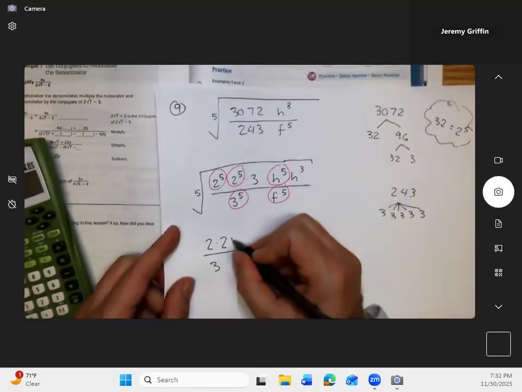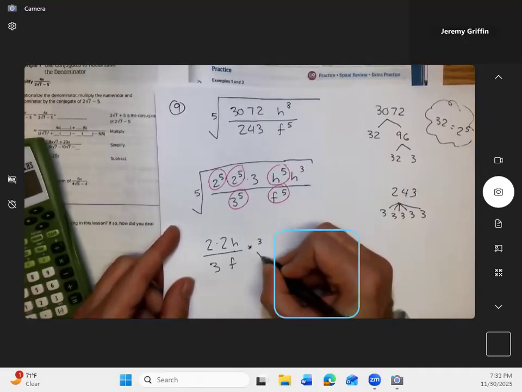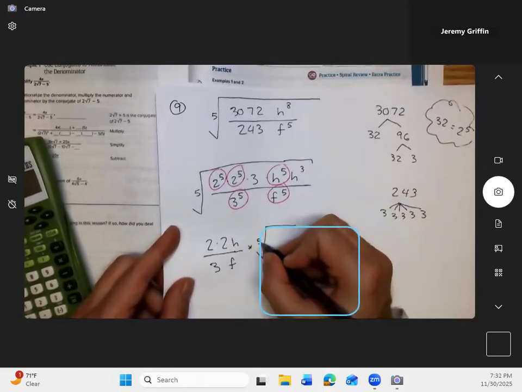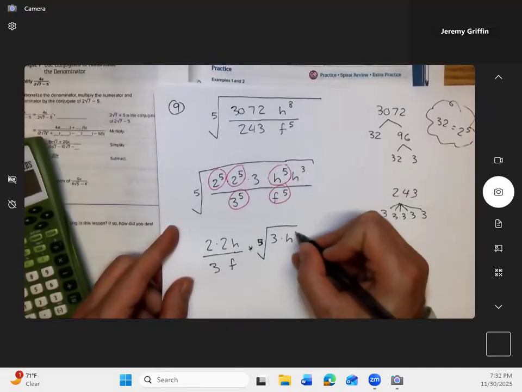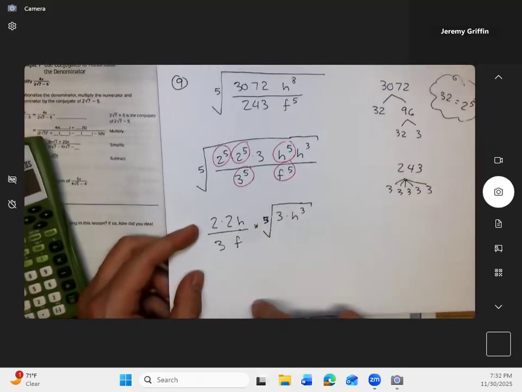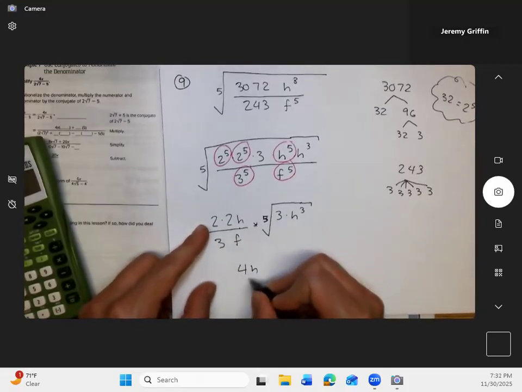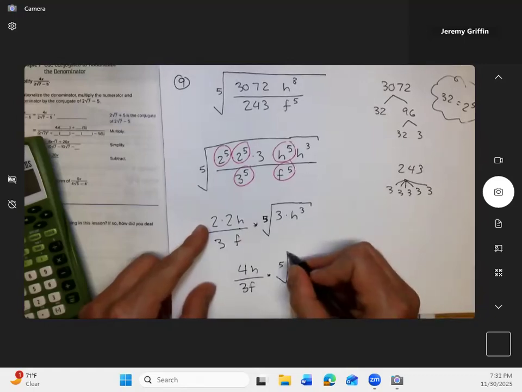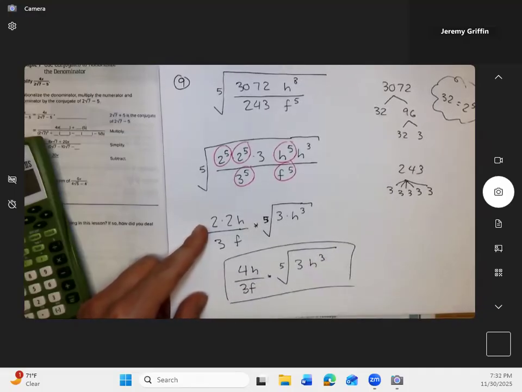There's an h on top, there's an f on bottom. I just pulled all that out of the radical. But there's stuff left over. So times the fifth root of, I still have this 3, and I still have h to the 3, and those are just kind of stuck there. Yeah, I think that's about all I can do. Maybe put those twos together. 4h over 3f times the fifth root, or to the 1 over 5 power, if you like, of 3h to the 3. That's probably what they're looking for. It's not bad.